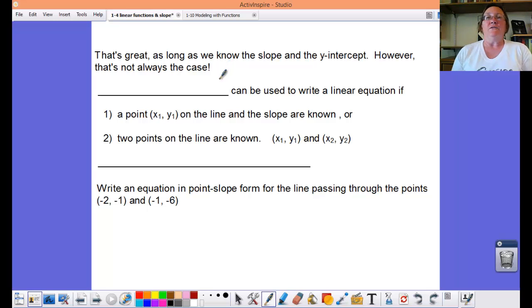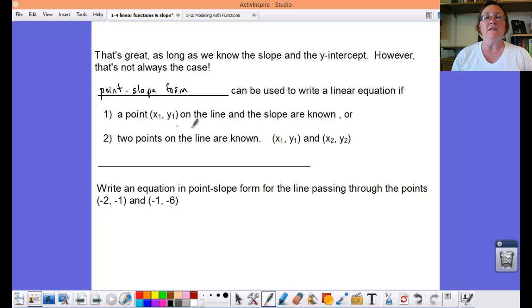Slope-intercept is great if you know both the slope and the y-intercept, but that's not always what happens. So we'd like to introduce you to the point-slope form of a line, which some of you may have some experience with as well. Point-slope is the name of this form. The reason that it's helpful is because you can use it to write a linear equation if you know a point on the line and the slope.